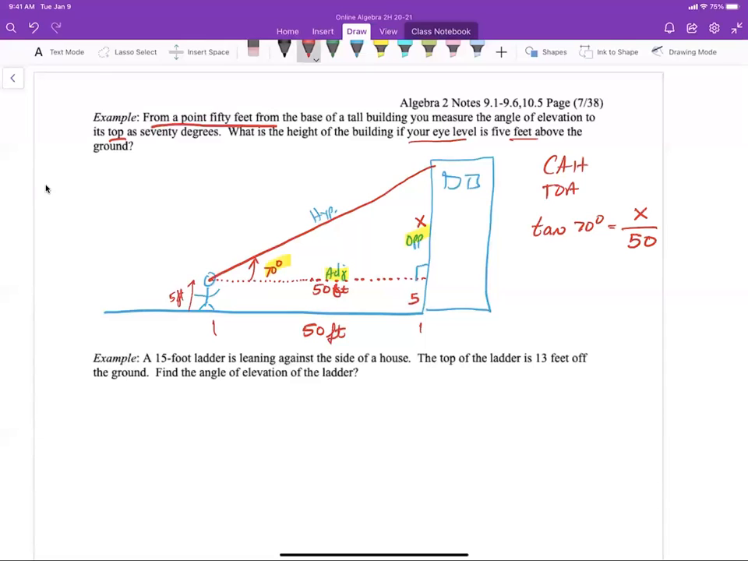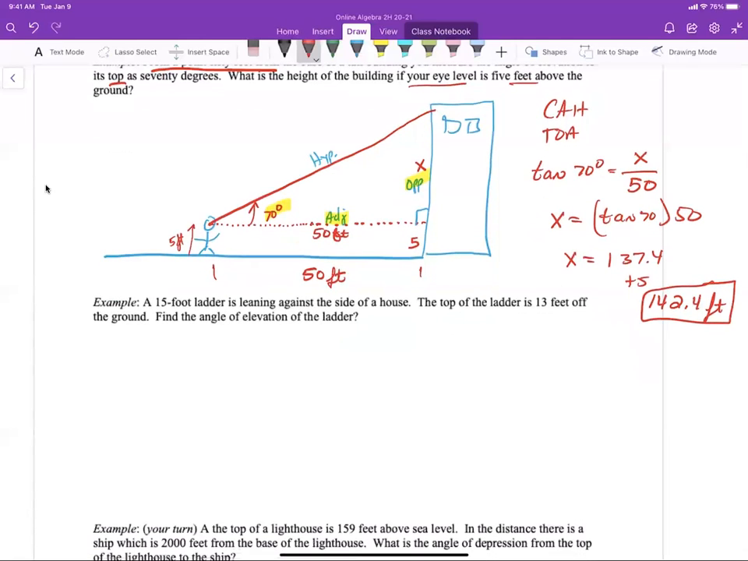Okay, I need to find X. So cross multiply, X is equal to tangent of 70 times 50. X will be equal to 137.4 feet. That is not the height of the building. I have to add 5, and then I will get the total height of the building as 142.4 feet. Okay.